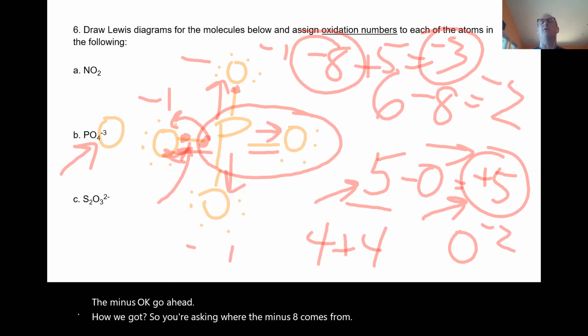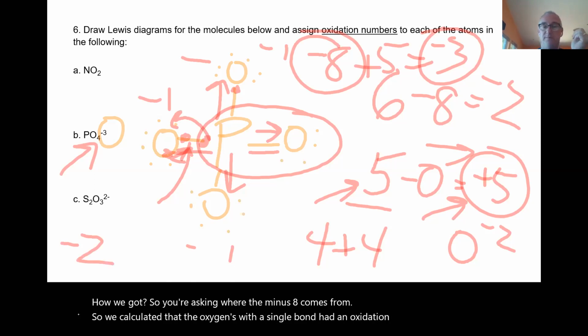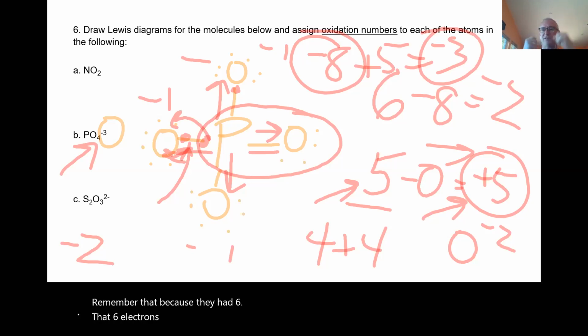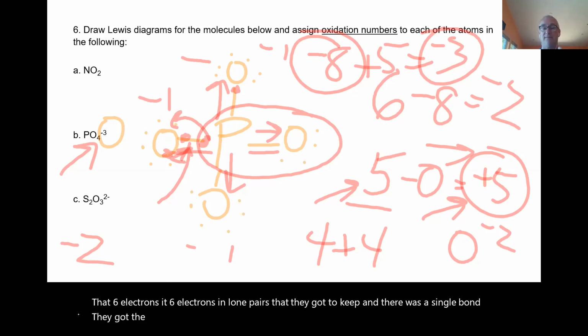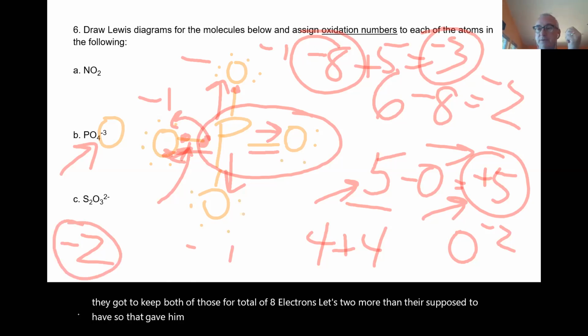Yeah, basically. Okay, so we calculated that the oxygens with a single bond had an oxidation number of -2. You remember that? Because they had 6 electrons in lone pairs that they got to keep, and there was a single bond, and they got to keep both of those for a total of 8 electrons. Well, that's 2 more than they're supposed to have. So that gave them an oxidation number of -2.